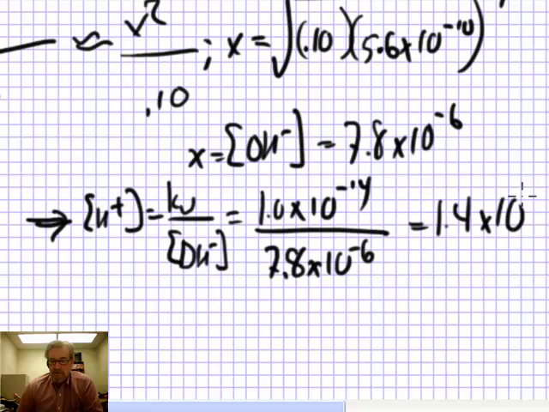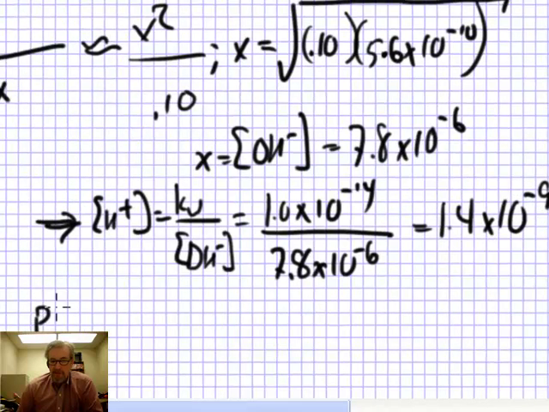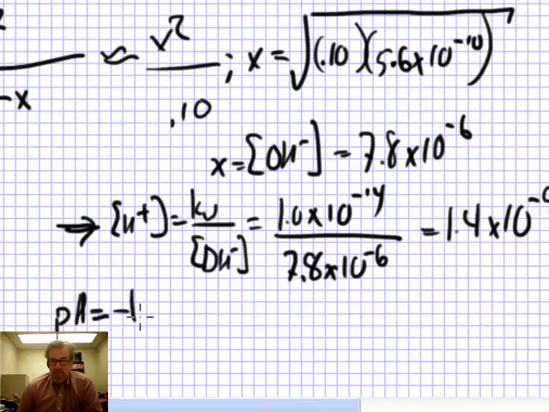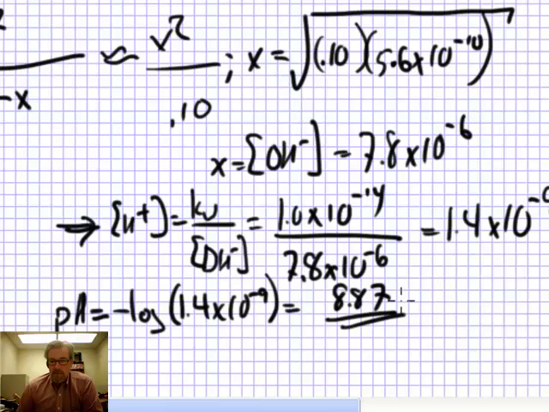Our objective was to find pH, so that's why we did that. So we can take the negative base 10 logarithm of that H plus concentration, and that will give us our pH value, and it's 8.87, an appropriate number for a weak base.